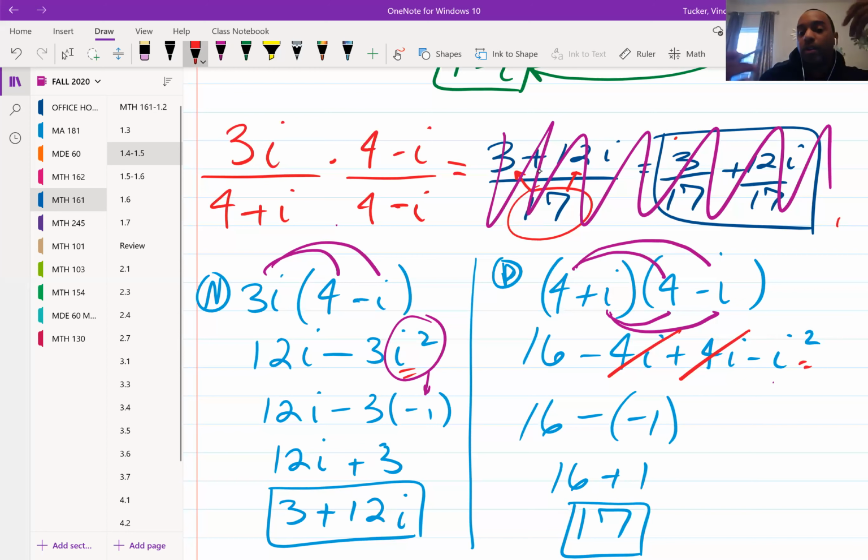And that's what they consider dividing by complex numbers. So now the imaginary part is gone. And don't forget, i squared is negative 1. So 16 minus negative 1 is now plus, so that'll be 17. All right. So questions before we put our numerator and denominator together?